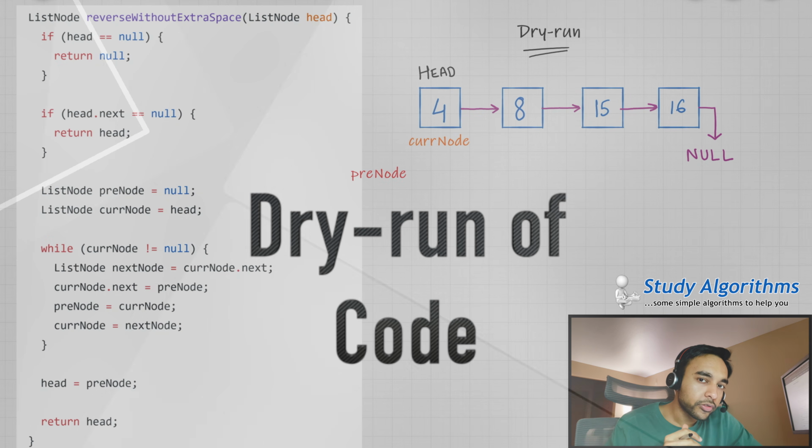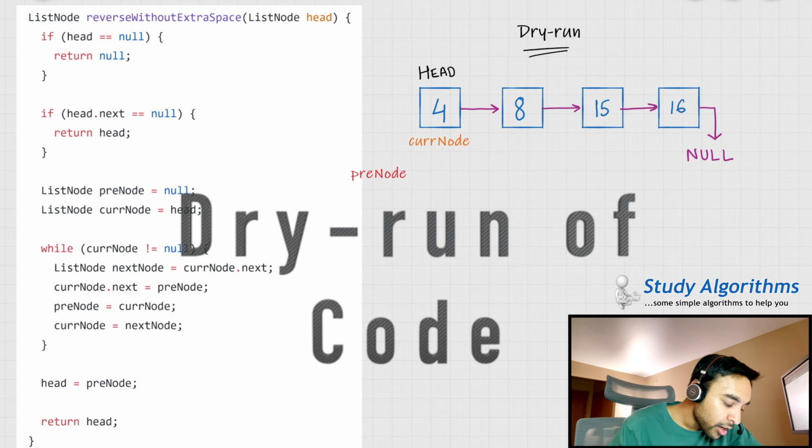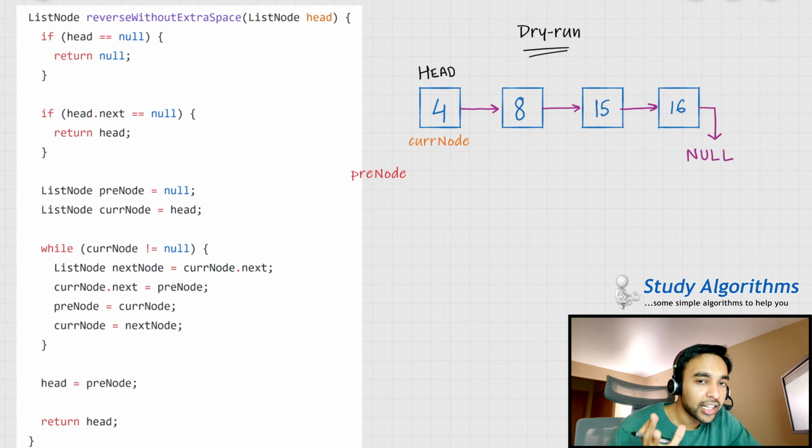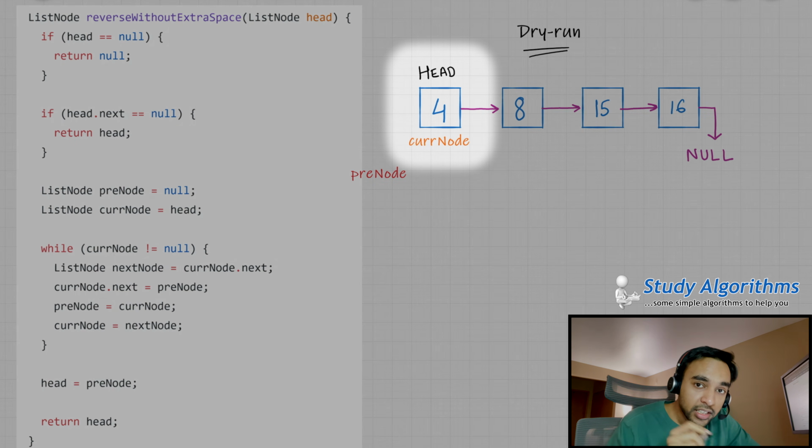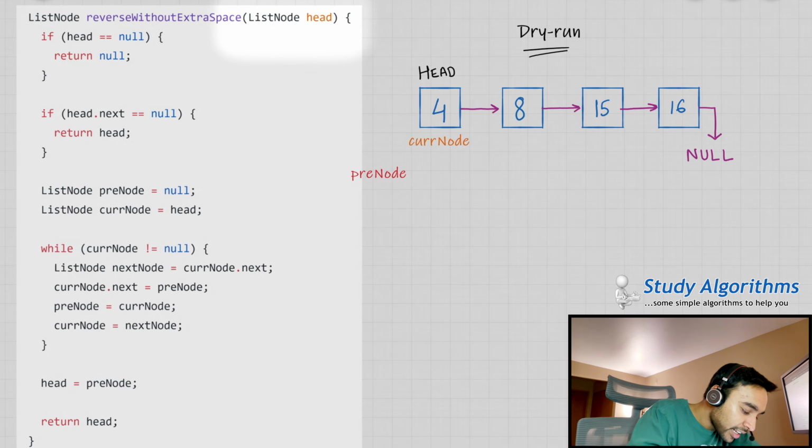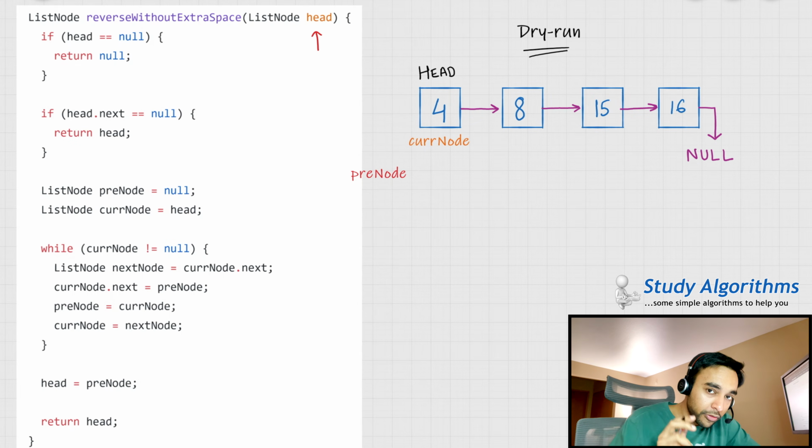Let us do a dry run of the code to understand this concept. On the right, I have a linked list that I'm using as a sample, and my head is pointing at 4. This head is passed in as an input parameter to the function. Let's go step by step.